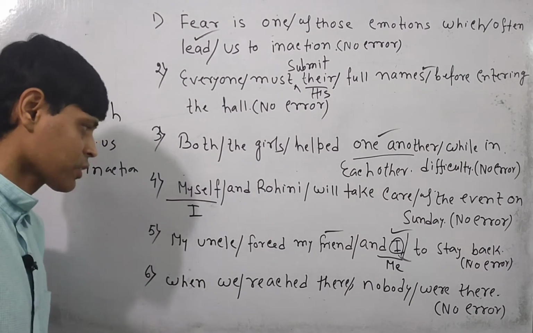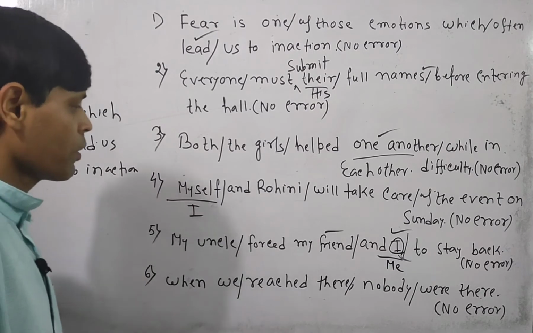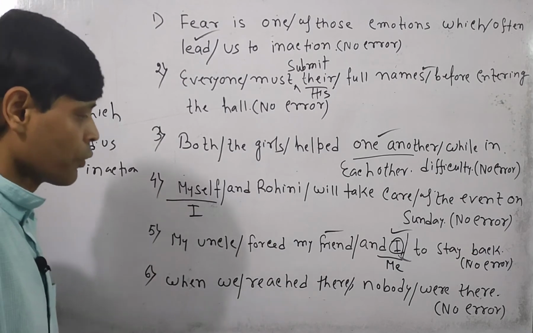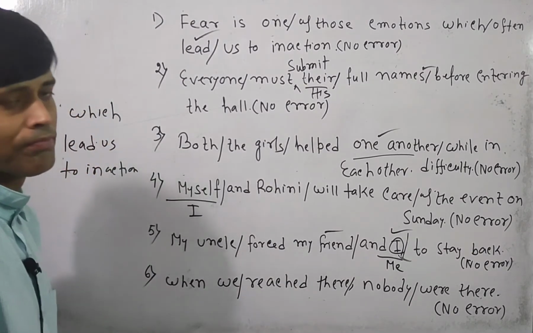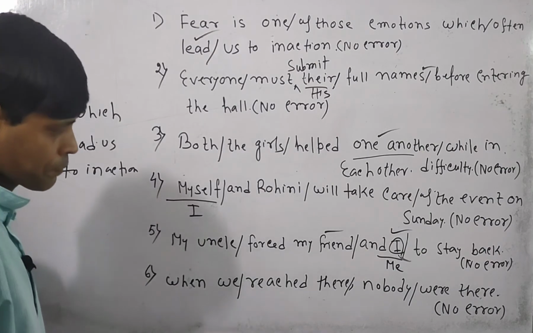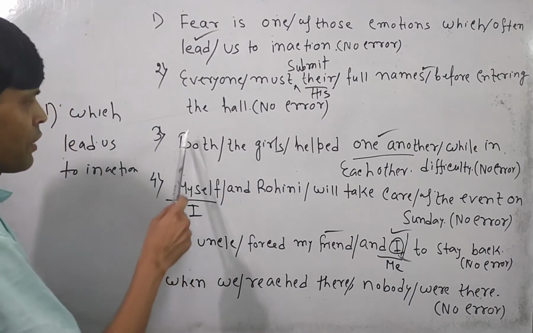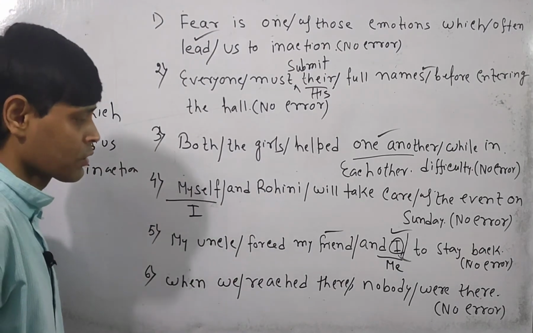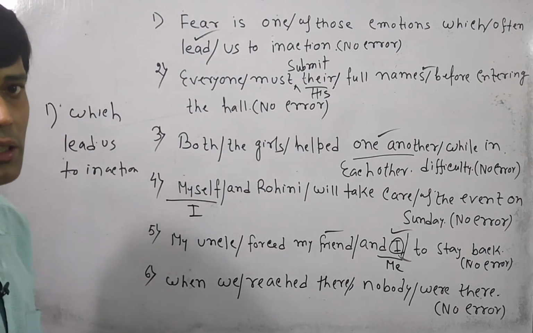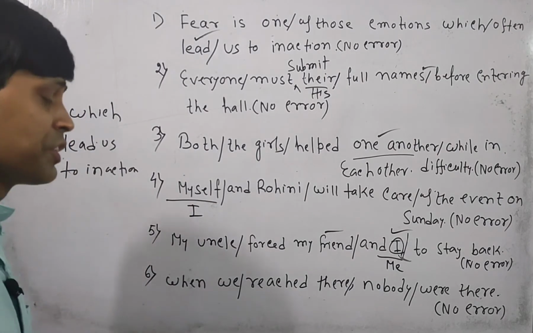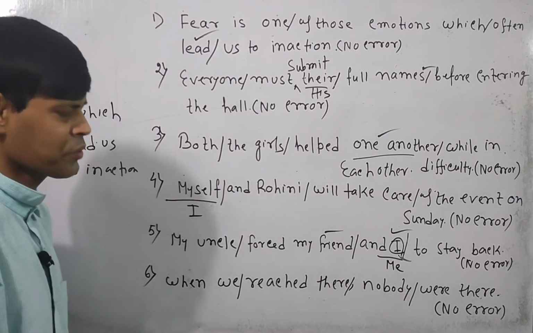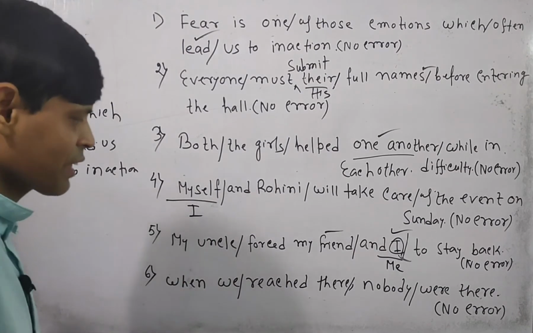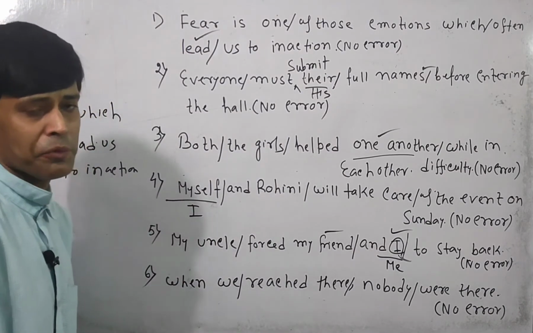Now if I just go for the next question, when we reached there, nobody were there. Now be careful and take something seriously: whenever indefinite pronouns like nobody, none, everybody, everyone are used, they generally function as singular. So in case of a singular subject, we cannot write were. In general English, we cannot write were. In some exceptional cases we can, like I were, but that is an exceptional case. In general cases, we cannot write were when the subject is singular.